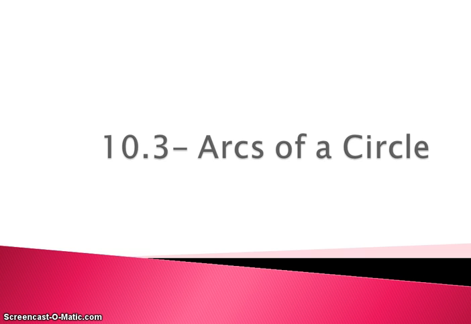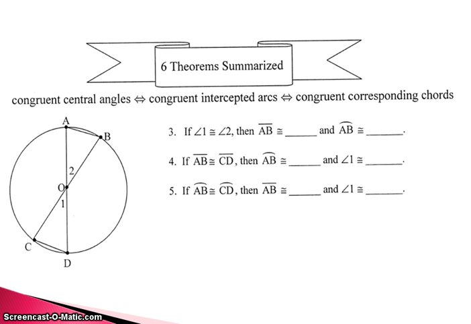There are 6 theorems that are listed in the section that, read individually, don't necessarily make a whole lot of sense, but I just want to summarize them and show you what they're getting at. So, essentially, there exists a relationship between the angles whose vertices exist in the center, our central angles, our intercepted arcs, and our congruent corresponding chords.